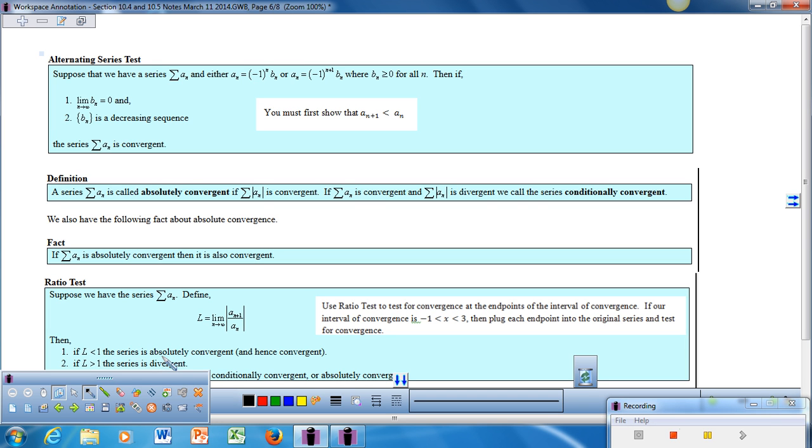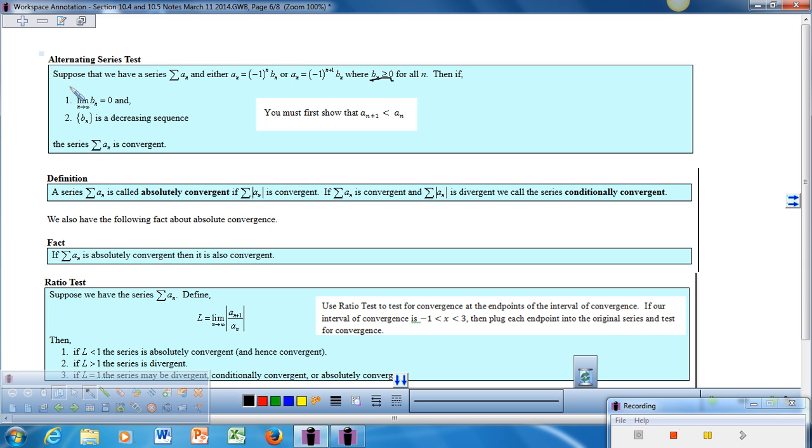So let's read it first, and let's look at the conditions. Slide, please. All right, suppose that we have a series a sub n, and either a sub n equals negative 1 to the n b sub n, or a sub n equals negative 1 to the n plus 1 b sub n, where b sub n is always greater than 0 for all n. Then if these three, it's actually three conditions, I'm going to have you add one. If these three conditions hold, then the alternating series converges.